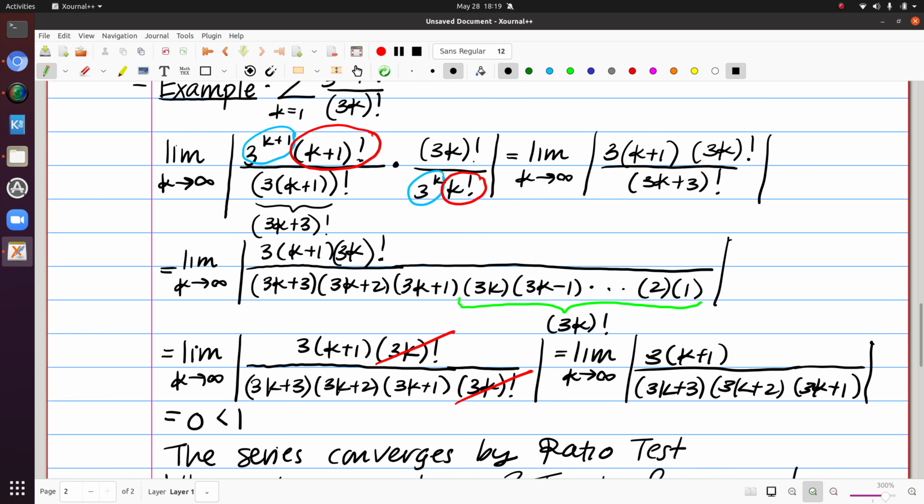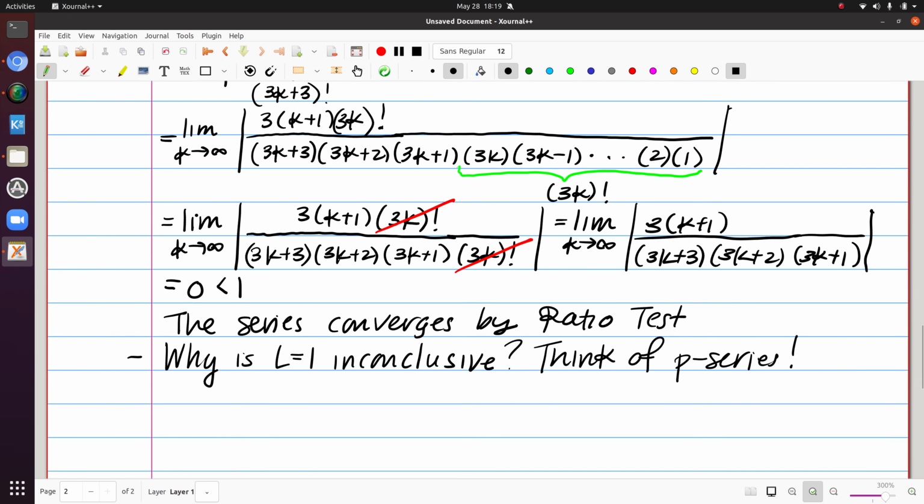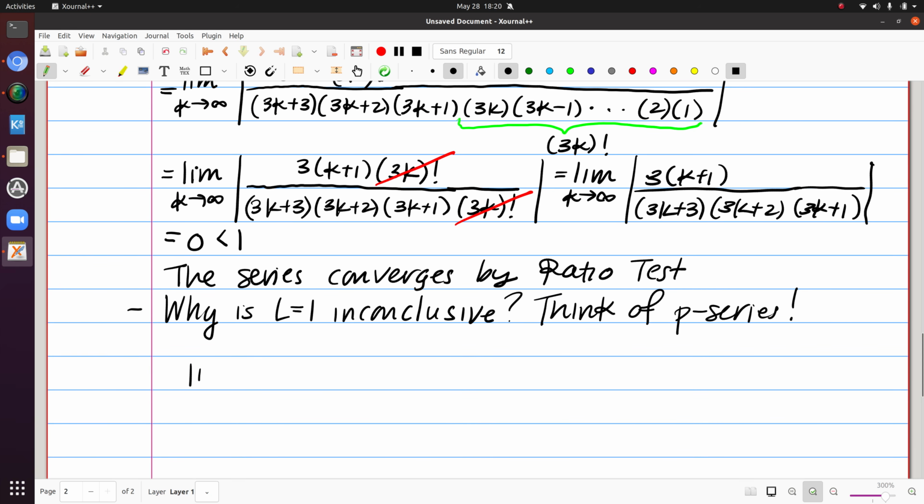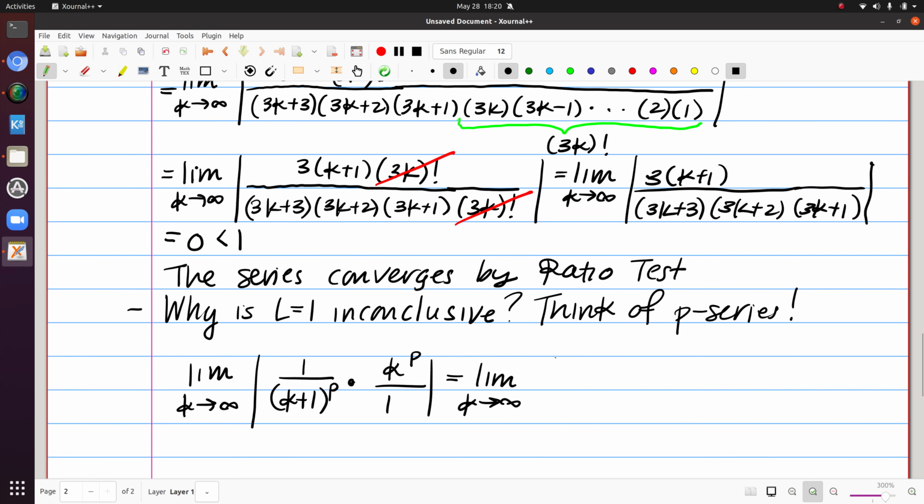I barely left myself enough room here, but I wanted to take a moment and think about the inconclusive case when L is equal to 1. The reason it's inconclusive is that sometimes when you have L equals 1, the series converges, and sometimes it diverges. The easiest way to see that is to think of a p-series. If I have a p-series with terms 1 over k to the p, the next term would be 1 over k plus 1 to the p. Dividing by 1 over k to the p, we want to find the limit of what we could express as this.